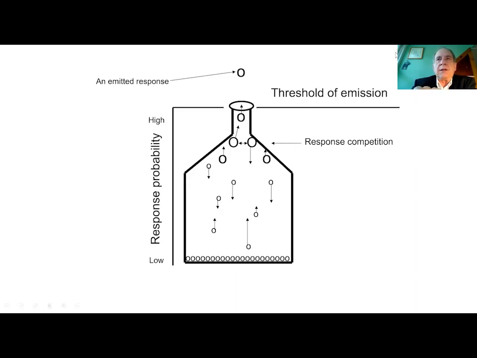So let's look at how we interpret this in terms of our response probability. If we think of response probability as this y-axis here, from low to high as we go from bottom to the top, and up at the top there's the threshold of emission where she actually says something.